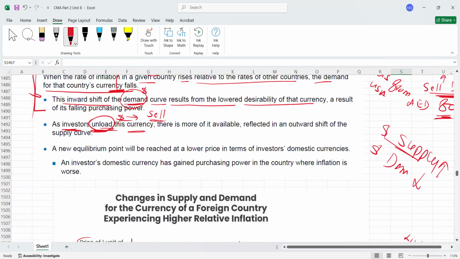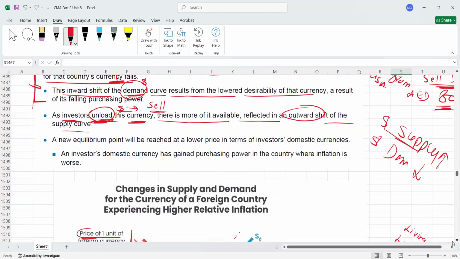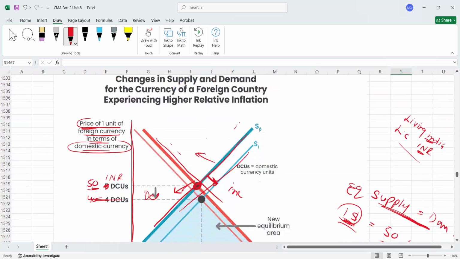So obviously, the other investors in India, if they have dollars, will unload this currency because they don't want these dollars anymore, since dollar products are more expensive now due to inflation. So there is more of it available, reflected in an outward shift of the supply curve. So the supply curve will move to this side. Okay. Obviously, if there is a new demand curve and a new supply curve, there will be a new equilibrium point.